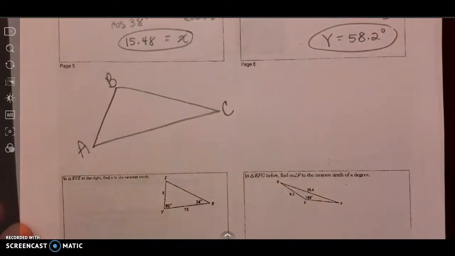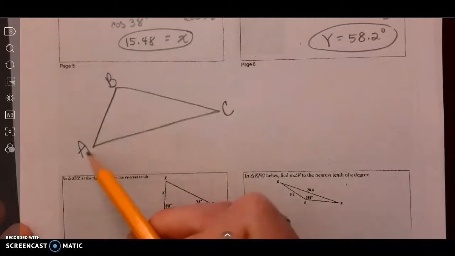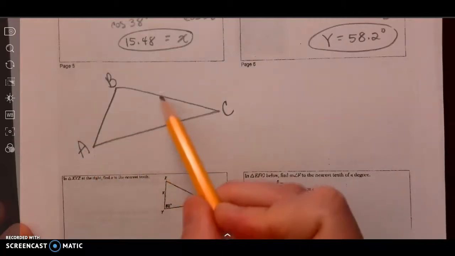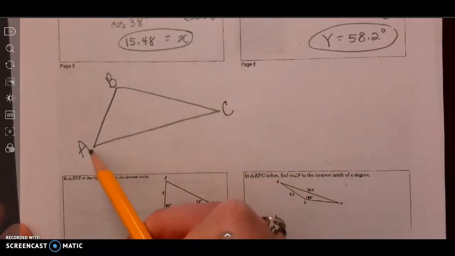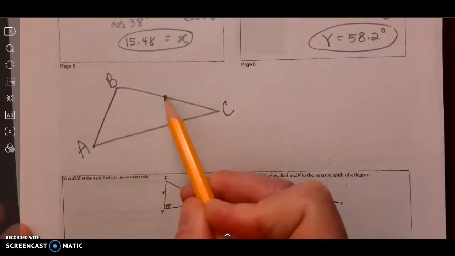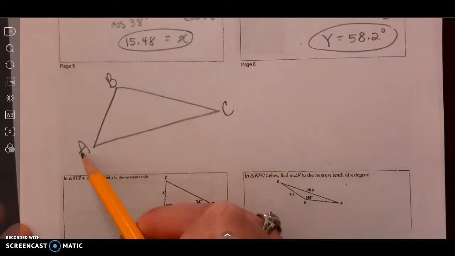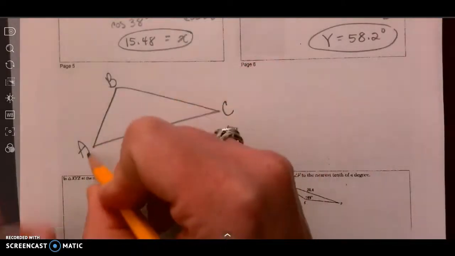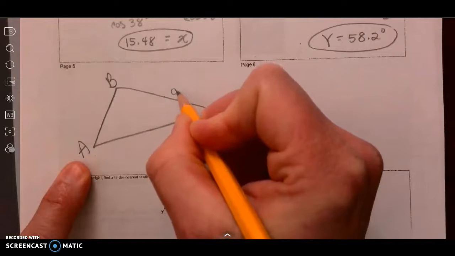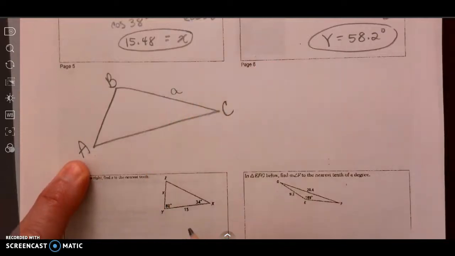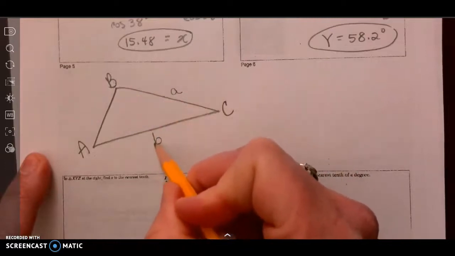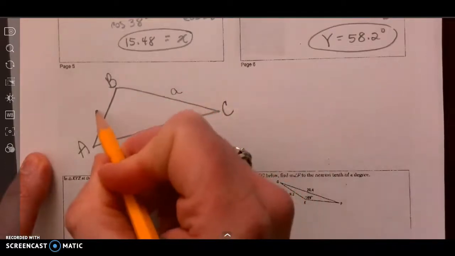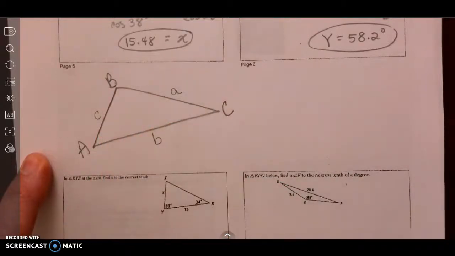And the relationship that you were supposed to learn is that the angle and the side across from it, let's say that this angle here is the smallest angle in the triangle. This then must be the shortest side. So the angle and the side across from it, if this is capital A, we're going to call this lowercase a. If this is capital B, this is lowercase b. If this is capital C, this is lowercase c.